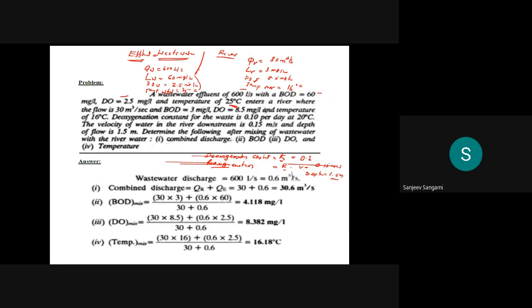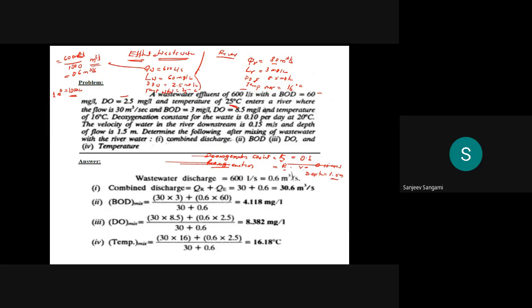wastewater, so always first thing is that you have to convert this either into liter per second, or into meter cube per second. So it is better to convert this into meter cube per second. That is 600 liter per second. So if you make it 600, you will get 0.6 meter cube per second, because we have 1 meter cube equal to 1000 liters. So then the combined discharge, that is QR plus QE.